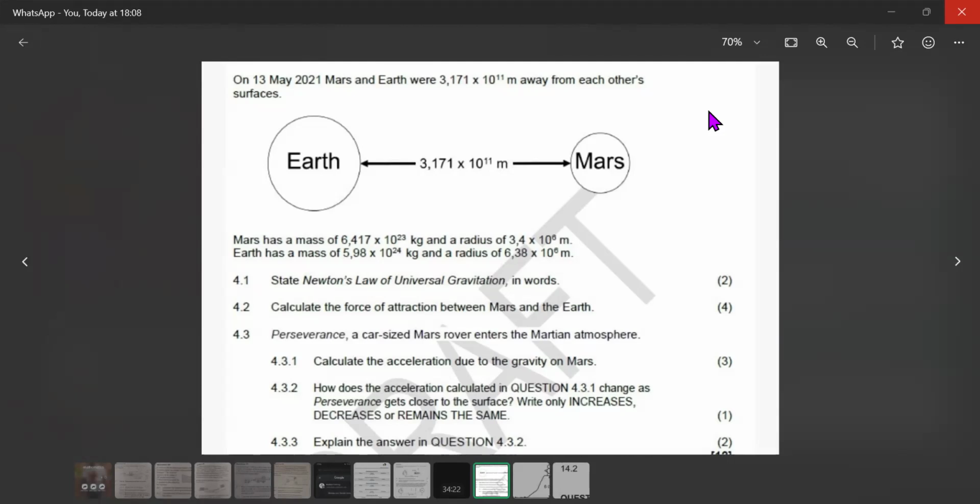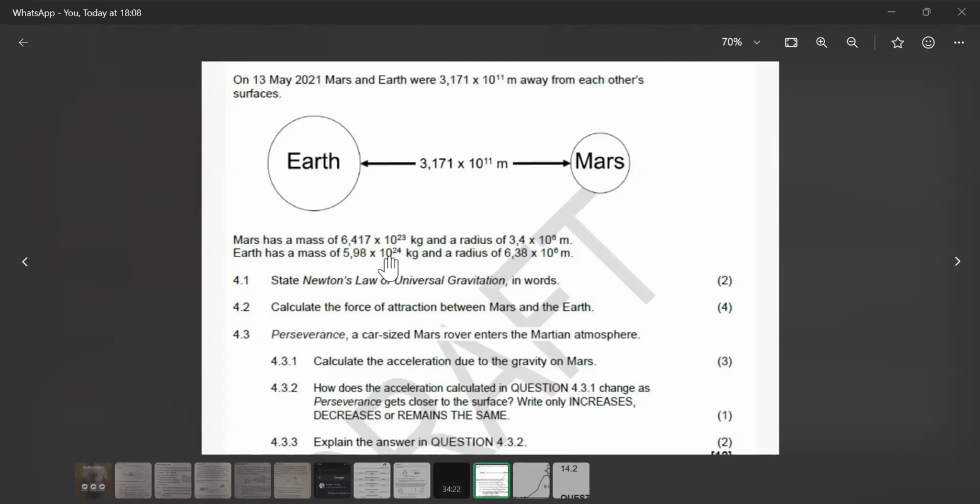6.38 times 10 to the power 6 meters. All right. Then the question to us here is, please state Newton's law of universal gravitation. And after stating this law, the next one says, please calculate the force of attraction between the Mars and the Earth. And this is simply for 4 marks, okay?